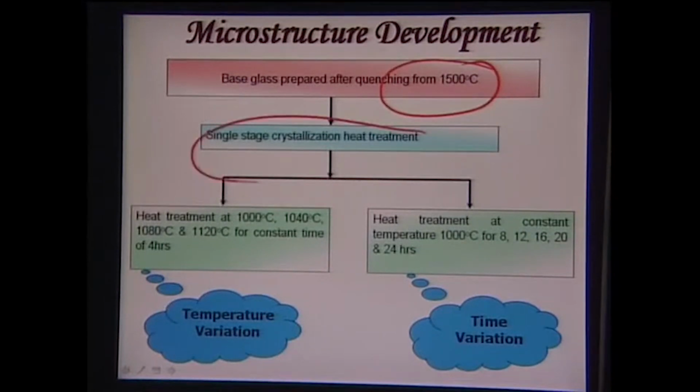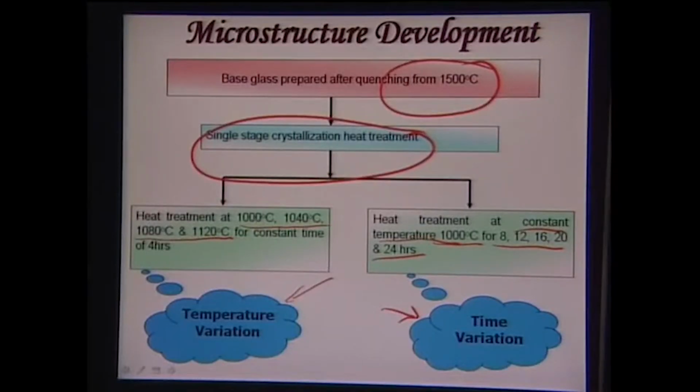After that, you can do a single stage crystallization heat treatment, and this heat treatment can be either a temperature variation or a time variation. In the temperature variation case, we have chosen 4 different temperatures, 1000 degrees Celsius to 1120 degrees Celsius, for a constant time of 4 hours. Another one is heat treatment at a constant temperature of 1000 degrees Celsius for different time frames from 8 hours to 24 hours. So, in one case you are varying the temperature, and in the other case you are varying the time at a constant temperature.